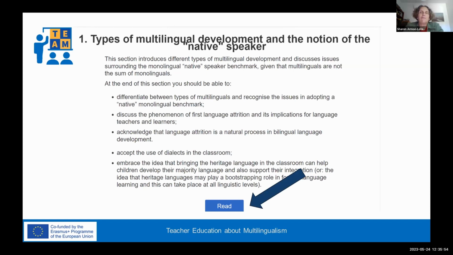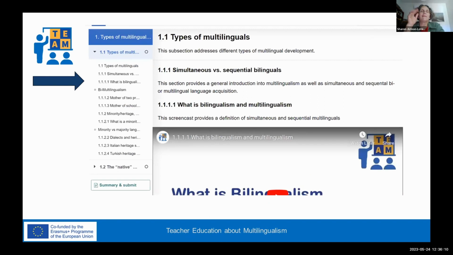So if you go into the first section, I'm just going to exemplify through this one, then just briefly say a few things about the 3 others. So first of all, you have a brief description of the content, including the learning objective, learning outcome. And then when you click on read, then you get into the content itself. So on the left-hand side, you can see that there is this menu or this table of content, which tells you exactly what there is.